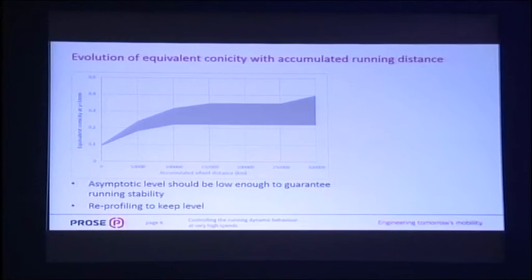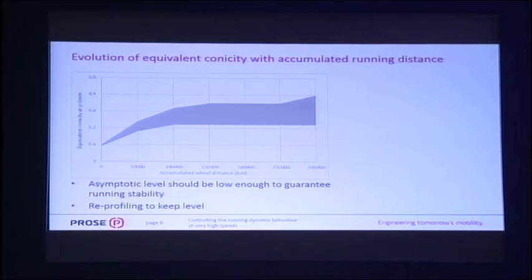Now the question is, how does the equivalent conicity evolve during the accumulated running distance? As mentioned before, the TSI requires 0.1 at the beginning, at a new profile, and then the train starts running, and you see on the x-axis that it goes up to 300,000 kilometers. And above 250,000 kilometers, the equivalent conicity starts to increase. These are figures which we have from high-speed operation. And to keep this equivalent conicity, you only have one option: you have to reprofile your wheel.